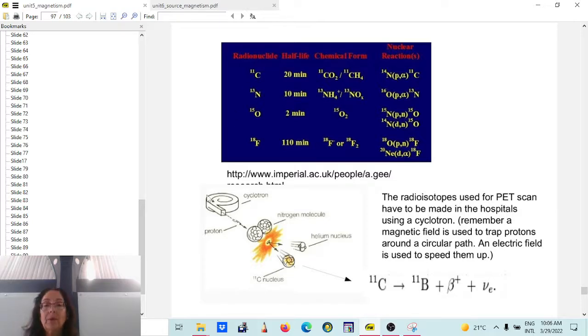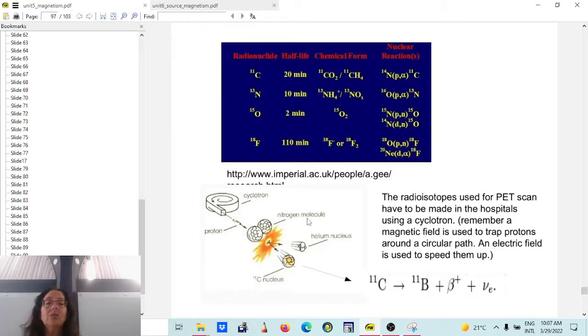So for example, you will have a cyclotron in the hospital. That's why PET scans are so expensive. You cannot find them like in urgent care, of course. You can find a CAT scan and or X-ray because they are very cheap to make. But cyclotron is very expensive, so it's only available in big hospitals. So you have the proton speeding up, shooting. So it's used like a projectile.